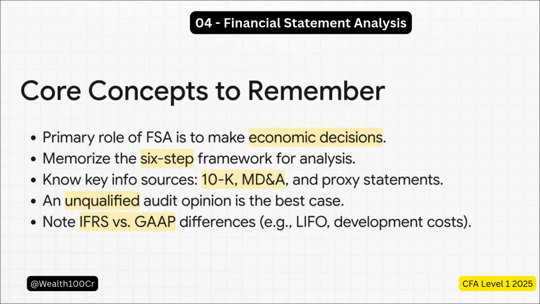Third, know your key documents, the 10K, MD&A, and the proxy statement. Fourth, an unqualified audit opinion is the gold standard. And finally, be an expert on those key differences between IFRS and GAAP, especially LIFO inventory.